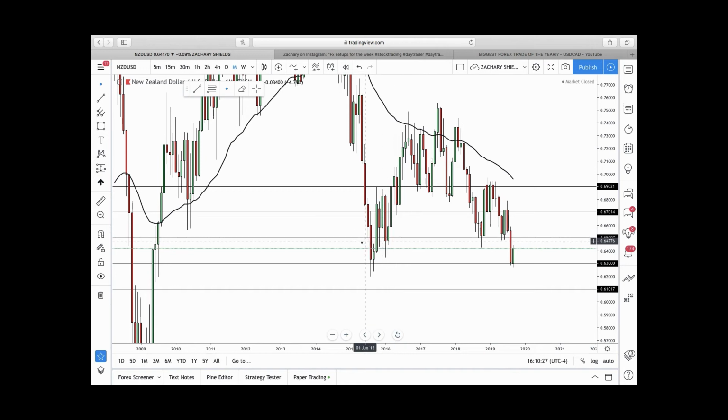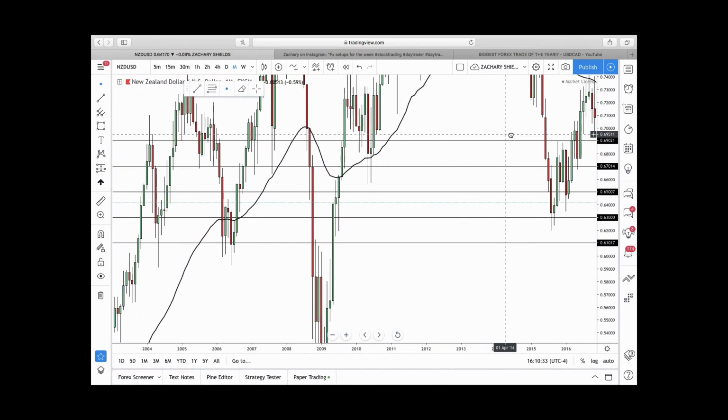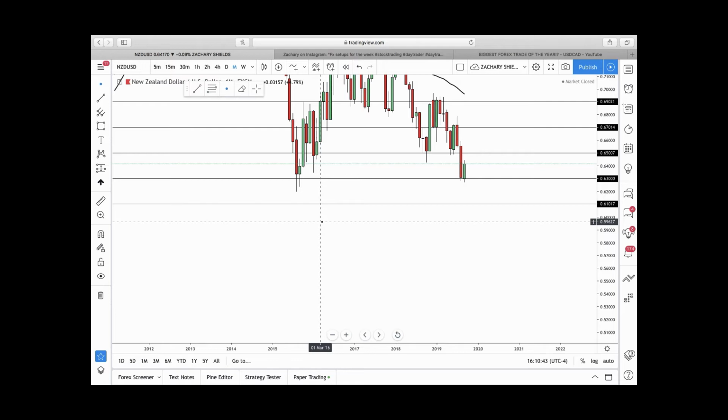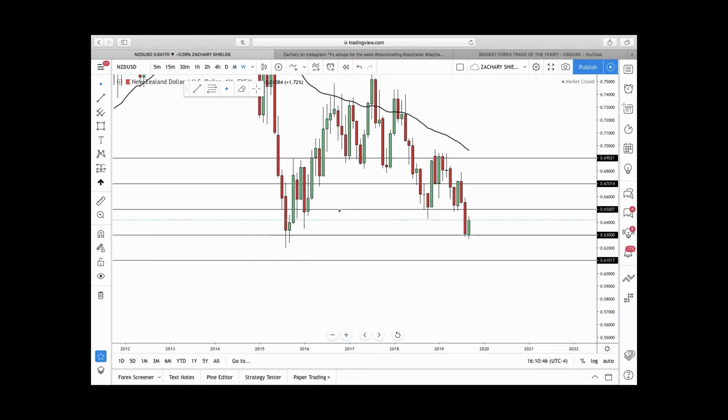The last time we came this low, we actually had a nice impulse to the upside. And if we look back in history some more, we've also had some decent rejections out of this kind of 200 pip range here, and a nice retest once before a big impulse up. So 0.6300 is definitely a strong level on NZD/USD.